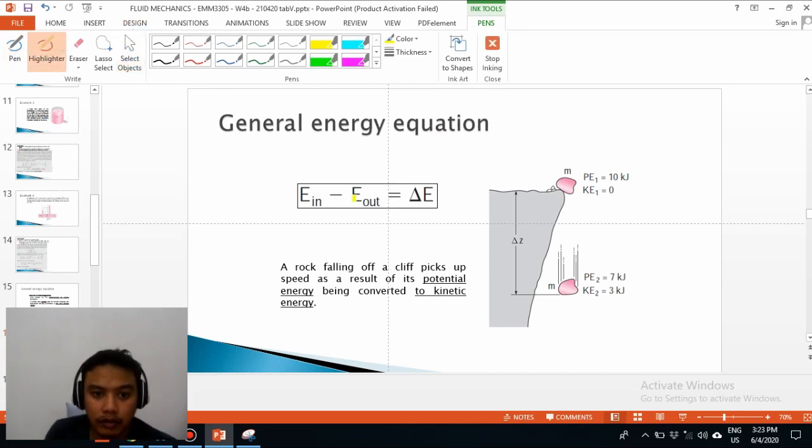If you can see here, we have energy in minus energy out equal to the change of energy. For example, there is a rock in free fall. At the beginning, the potential energy is about 10 kilojoules, and the kinetic energy is zero because there is no movement. The moment the rock is falling down in free fall, there is a change of energy: the potential energy is reduced to 7 kilojoules, and the rest is changed to kinetic energy. This proves that the total energy stays the same, which is 7 plus 3, which is 10 kilojoules. So it shows potential energy being converted into kinetic energy.